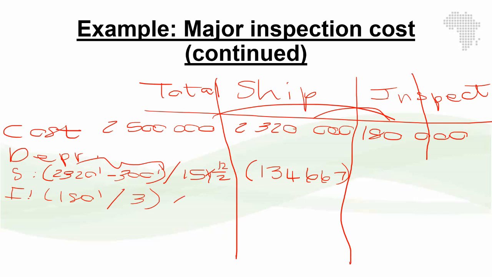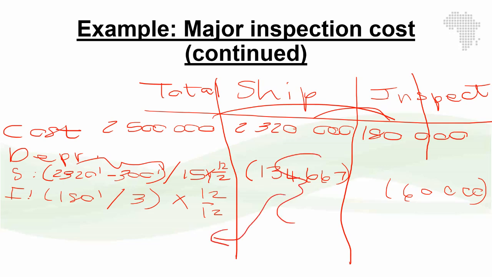Once again, the asset was used for the full 12 months. So I can say 12 over 12, or I can just leave it because there is no apportionment. It was for the full 12 months. And that gives me depreciation on the inspection component of 60,000. And then if I add these two together, that gives me my total depreciation on this asset is 194,667 Rand. Once again, this will be the column that I'm going to disclose in my financial statements.